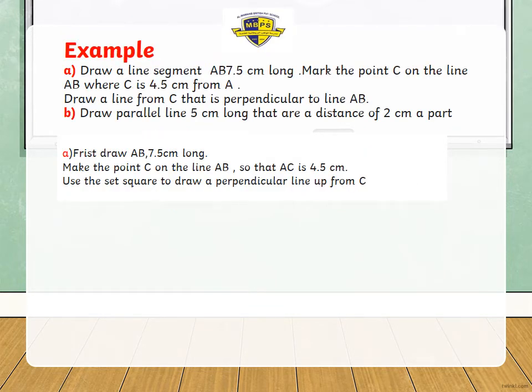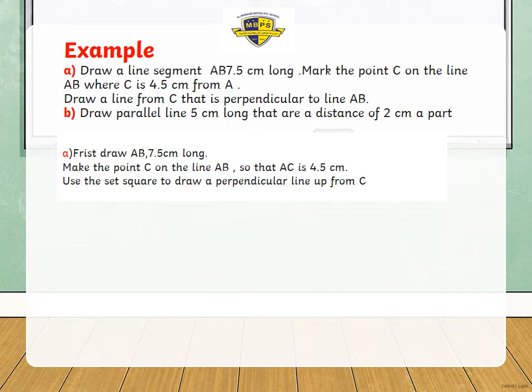Now, in this example, we will see how we will draw perpendicular and parallel lines. A. Draw a line segment AB 7.5 cm long. Mark the point C on the line AB, where C is 4.5 cm from A. Draw a line from C that is perpendicular to the line AB. B. Draw parallel lines 5 cm long that are a distance of 2 cm apart. This is our question. Now I will start to draw.